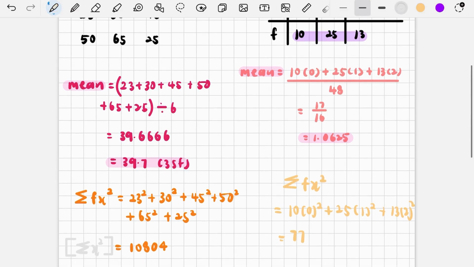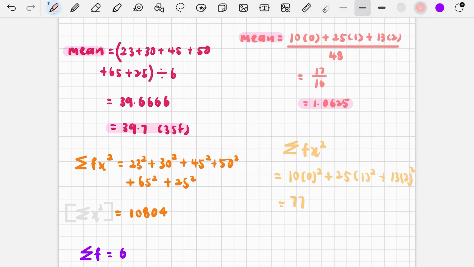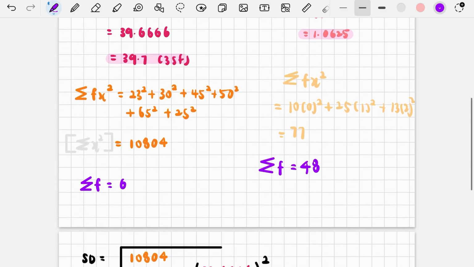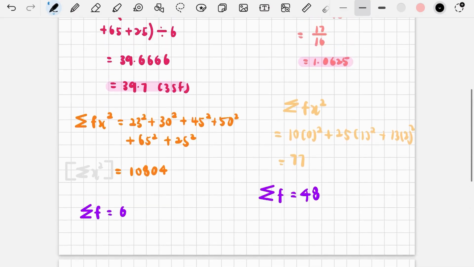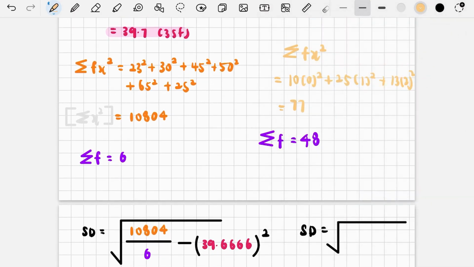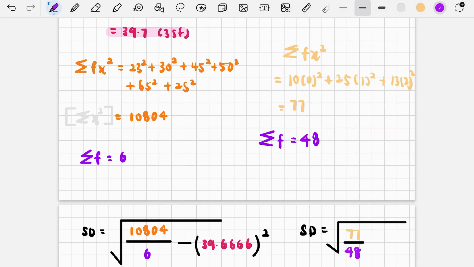Same thing, you can also see in your calculator for this value, okay? Later we just double check. Then the next one is summation of f, which is just the number of people, the frequency, right? So like that. So when you want to find your SD, do the same thing. So now you can do this one. So square root, what do we have? So that yellow one, which is 77, divided by frequency. Frequency is the purple one, 48, minus the square of your mean.